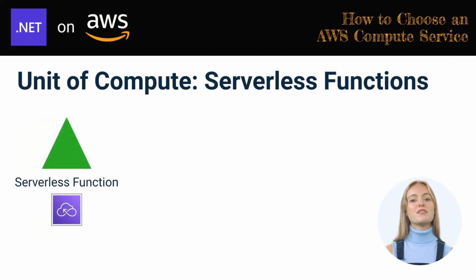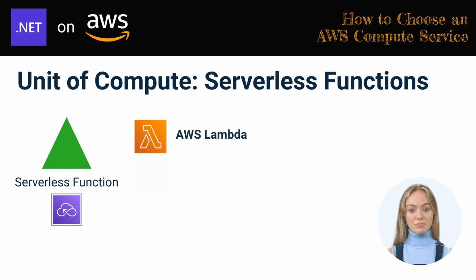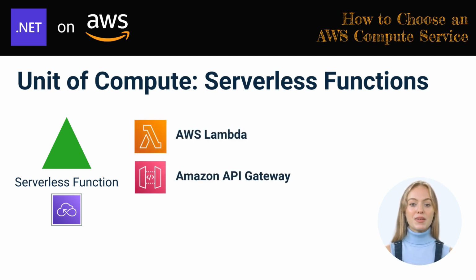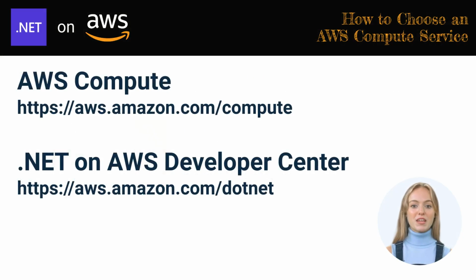To work with serverless functions, you can host your function code on AWS Lambda. If you're creating an API, combine AWS Lambda with Amazon API Gateway to secure and scale your API. As you can see, knowing your preferred unit of compute helps you get to the right services.